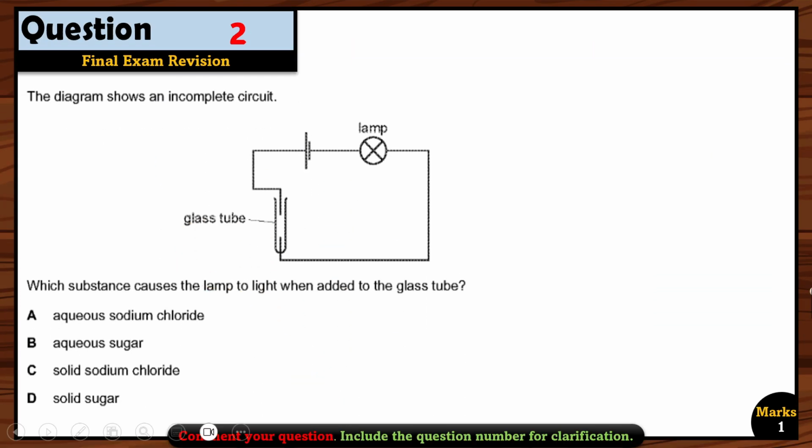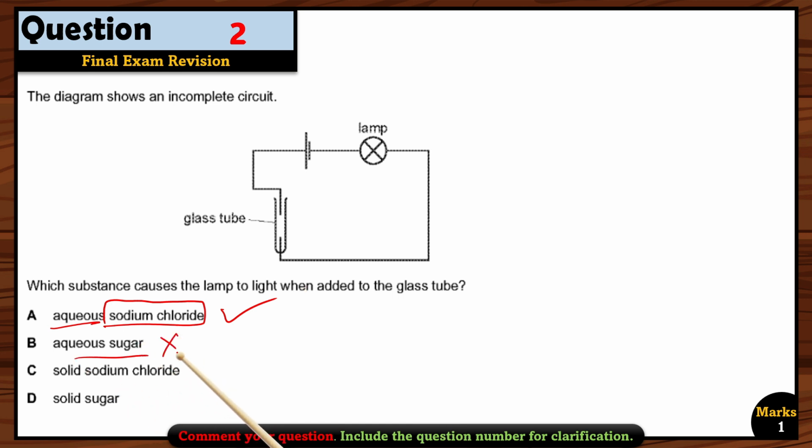Okay, question 1. The diagram shows an incomplete circuit. Which substance caused the lamp to light when added to the glass tube? Okay, so now in these circuits we have to generate electricity, right? So which solution can help us? Aqueous sodium chloride? Yes, because it's an ionic compound, and ionic compounds, when they are in the aqueous state or in the molten form, can conduct electricity. So this option is right, but we can look at the other options.